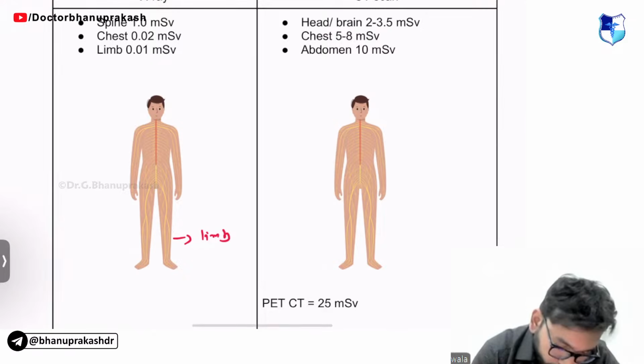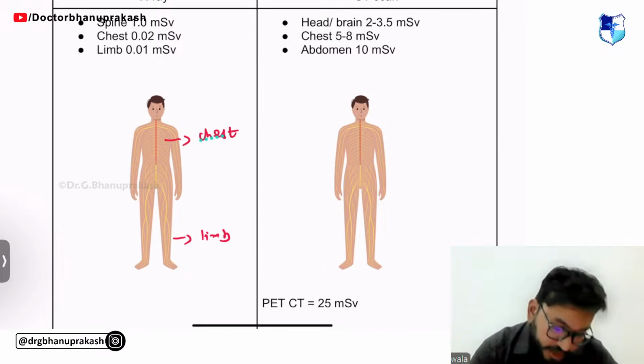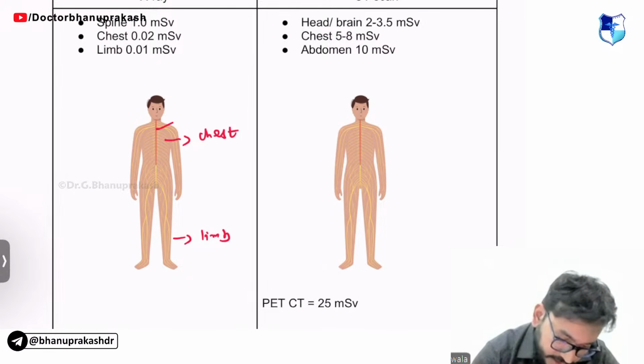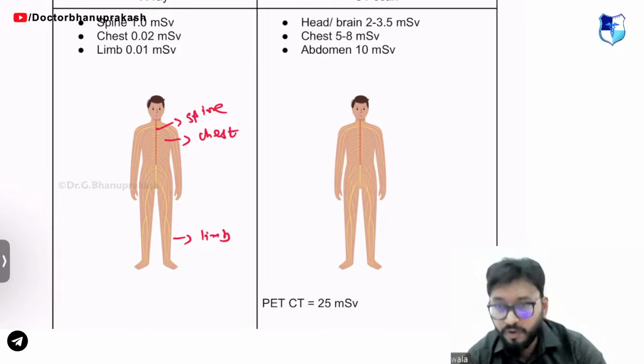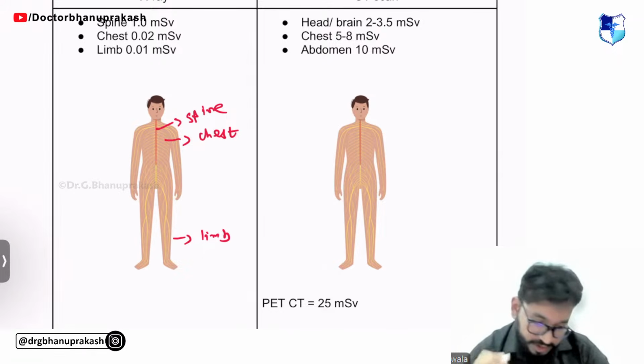Coming up to chest. If you go to chest, guys, what is the effective dose or exposure? It is 0.02 millisieverts. And the spine, lastly, it is 1. So what is the most important, guys? Which value do you think is the most important one? Of course, it is the chest X-ray. You need to remember 0.02. Chest X-ray.